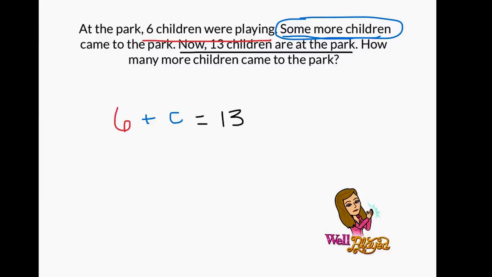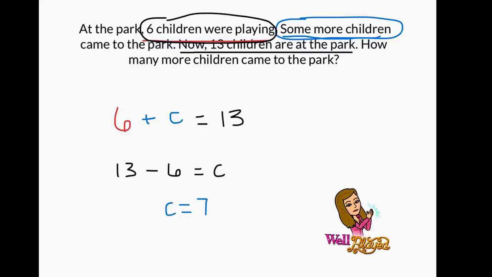So in order to solve for this problem, I'm going to take 13, I'm going to subtract the 6 kids who were there playing in the first place, and that will give me the mysterious C, or the more children that joined the original kids. So 13 minus 6, that gives me 7 kids. So I know that 7 children came to the park to join the first 6 to play.